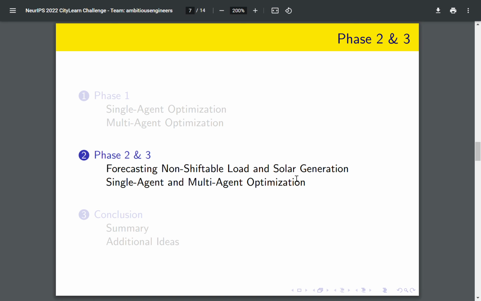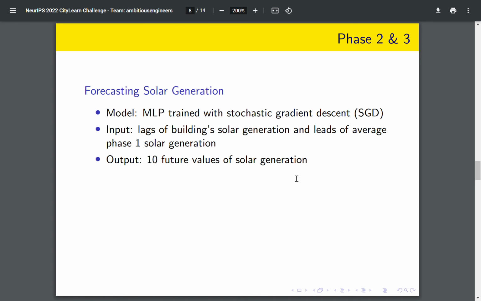Phase 2 and 3, our approach was very similar to phase 1. The main difference is that we needed to replace future values with forecasts, and instead of DP, we used an MLP. So for forecasting solar generation, we kept things simple. Again, we used an MLP, and we trained it with SGD.